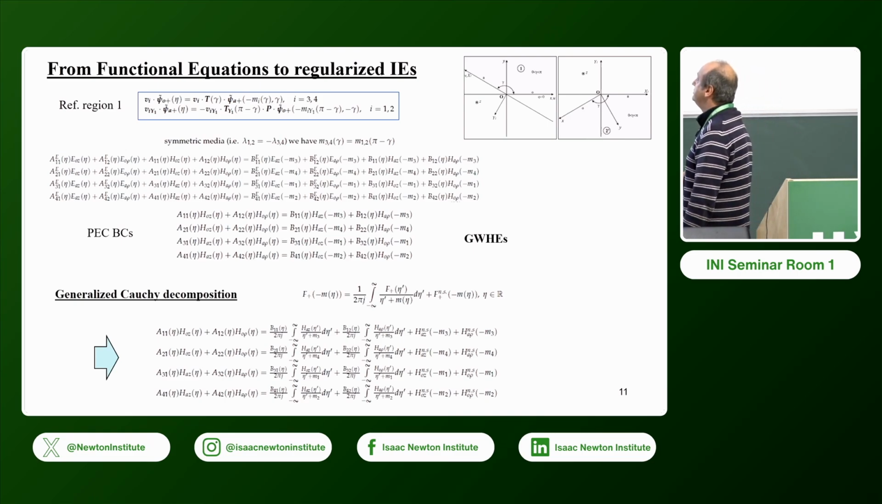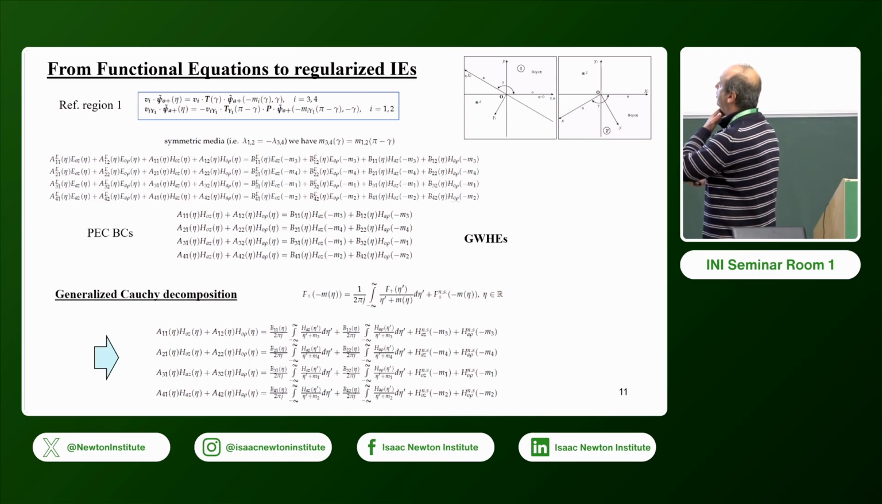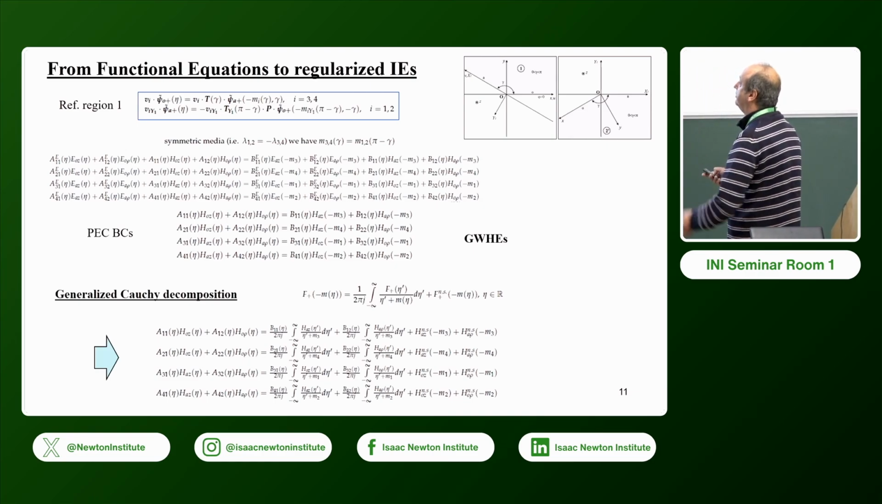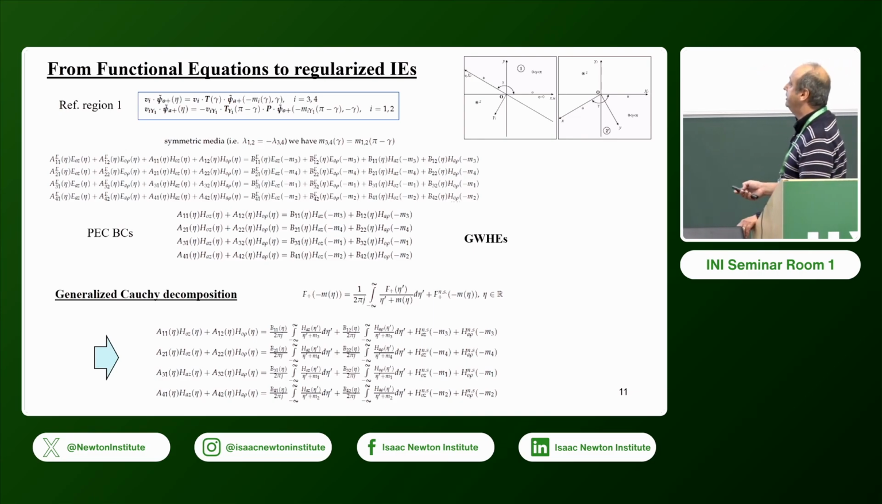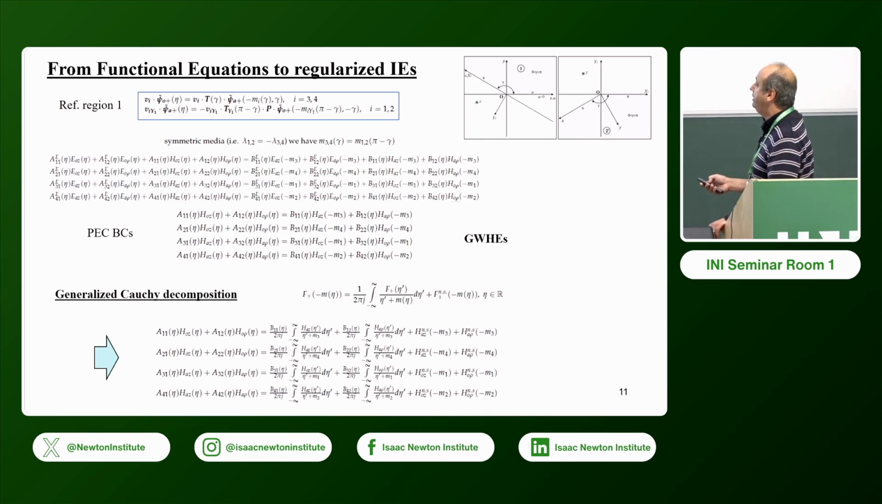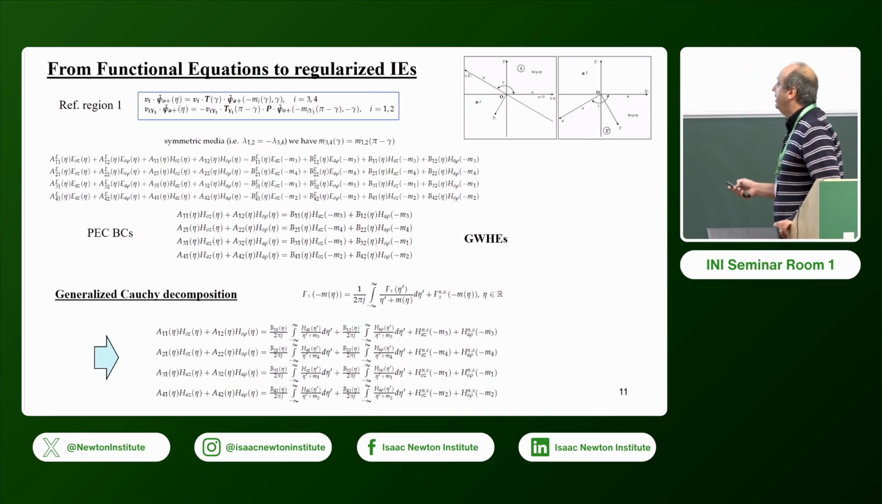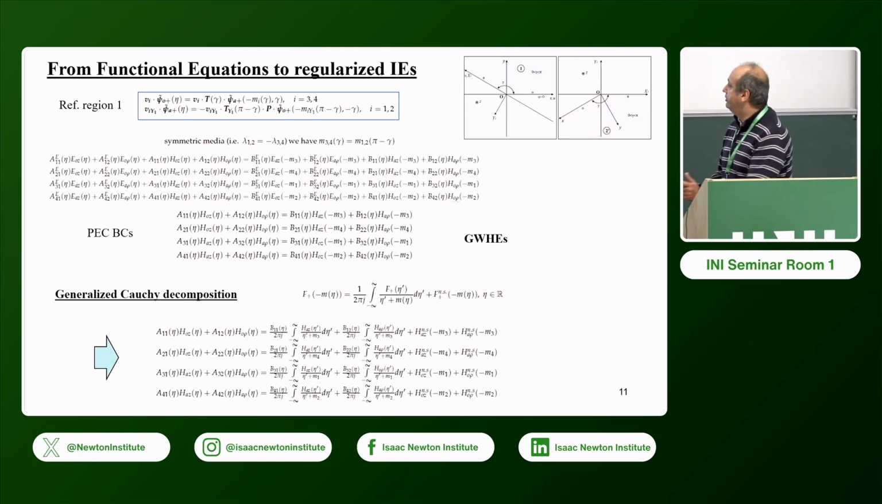To get a generalized Wiener-Hopf equation, we impose the boundary condition, and to simplify the problem here we use perfect electric boundary conditions, so the tangent field components of E_z and E_rho are cancelled. You get this kind of equations. And now there is the novelty.